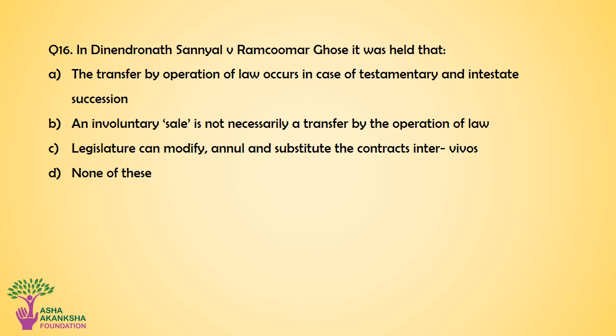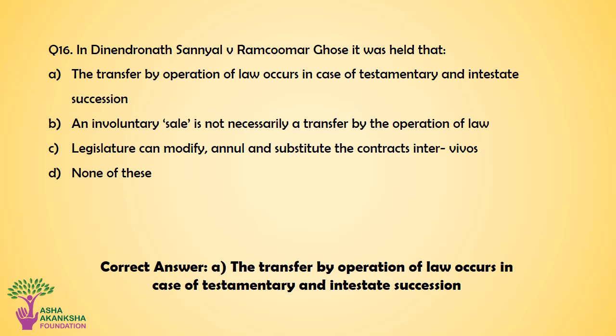Question number 16. In the case Dinendranath Sanyal versus Ram Kumar Khos, it was held that option A. The transfer by operation of law occurs in the case of testamentary and intestate succession. Option B. An involuntary sale is not necessarily a transfer by the operation of law. Option C. Legislature can modify, annul and substitute the contracts inter vivos. Or option D. None of the above. The correct answer for this question is option A. The transfer by operation of law occurs in the case of testamentary and intestate succession.